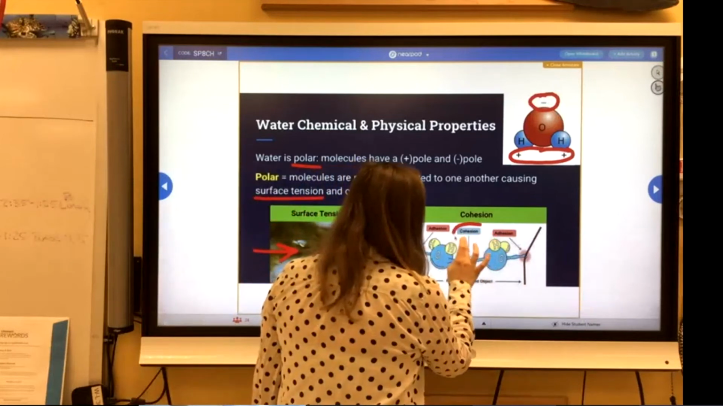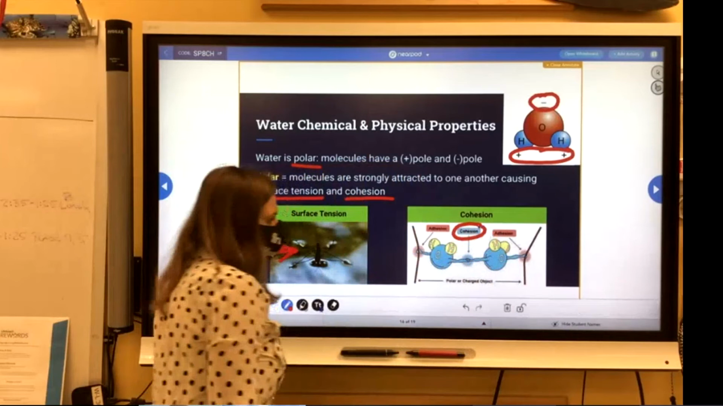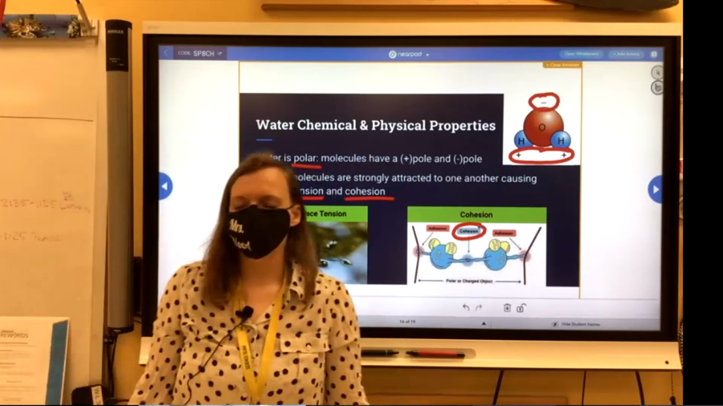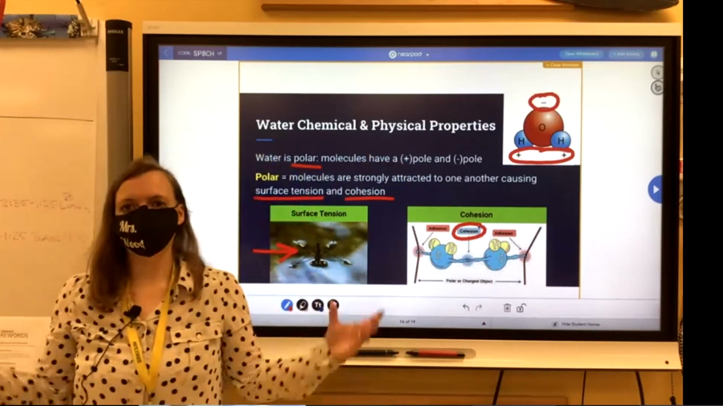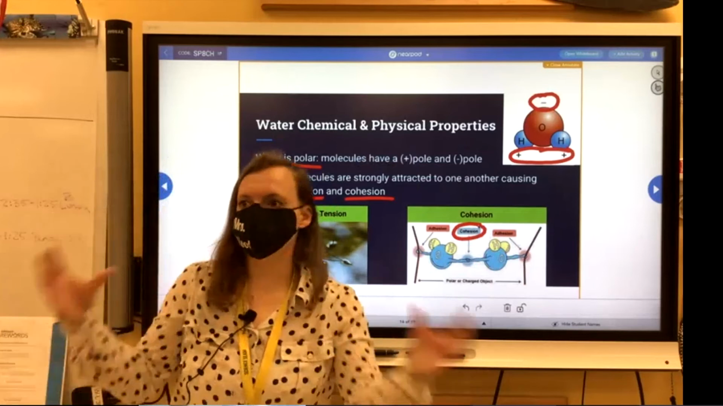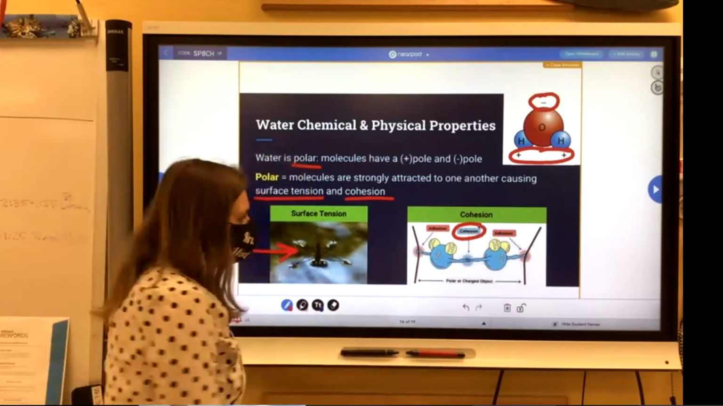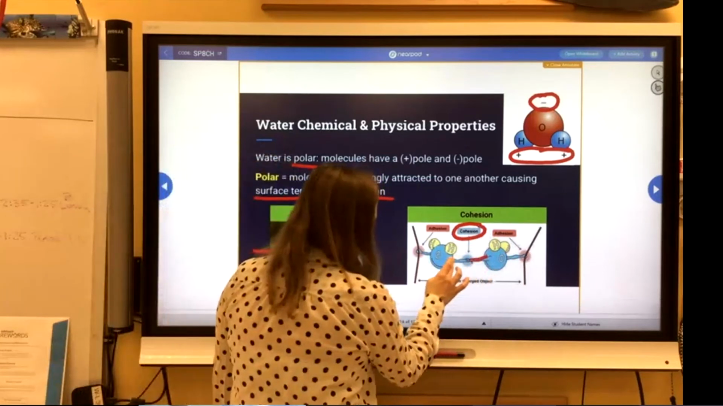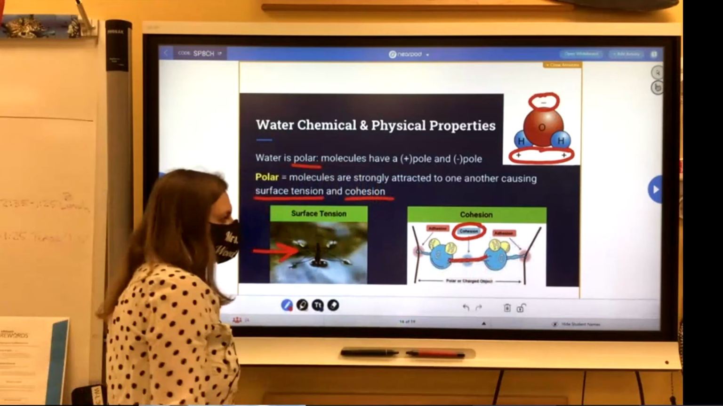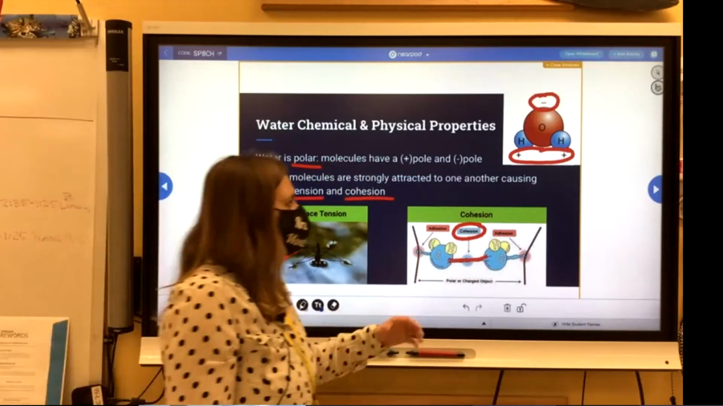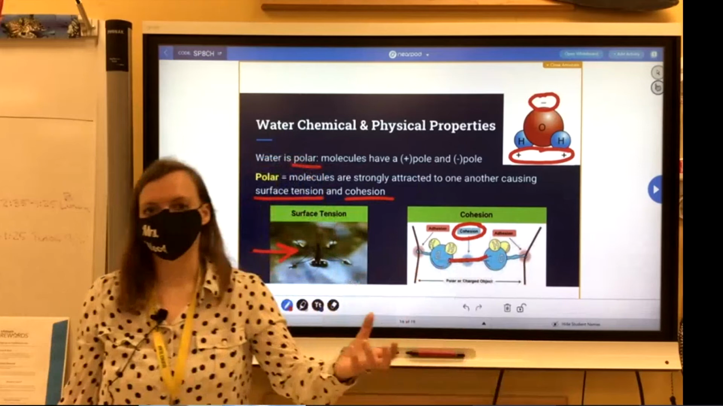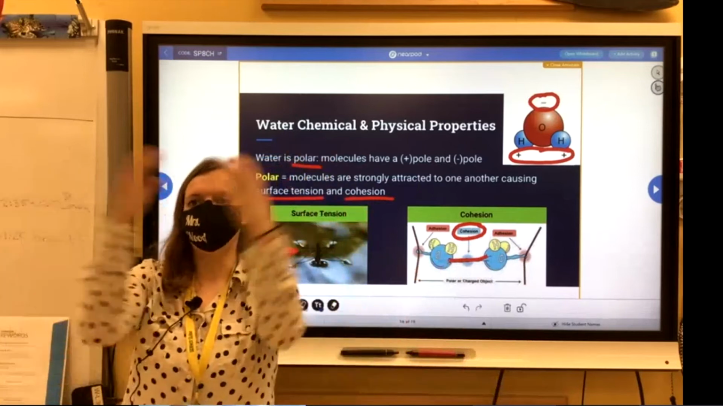And I know this picture is a little bit small, so I apologize. It's hard to find a picture of cohesion. So water molecules, as I said, are attracted to each other. You can see here, we've got two water molecules grabbing onto each other. So water is a sticky molecule. It will stick to itself.